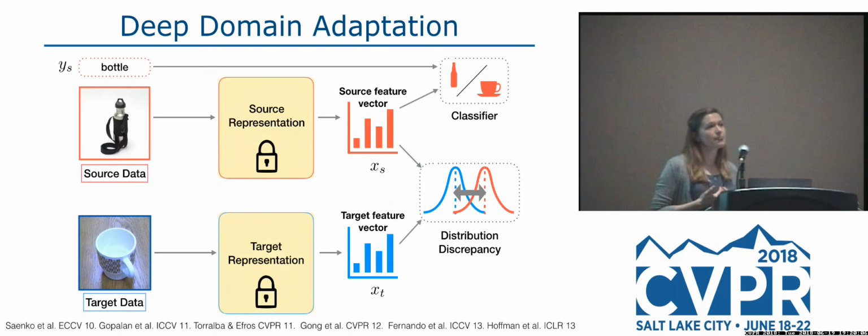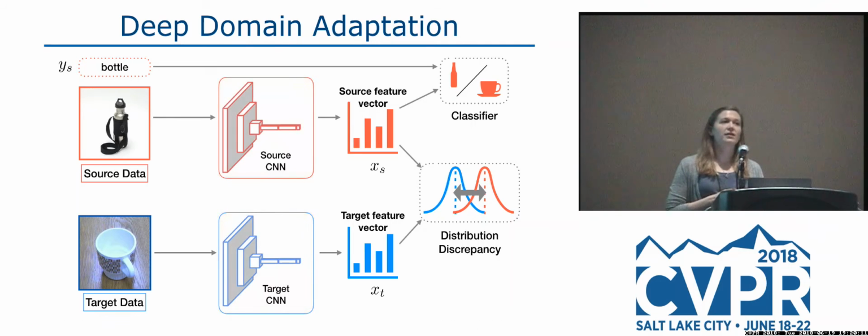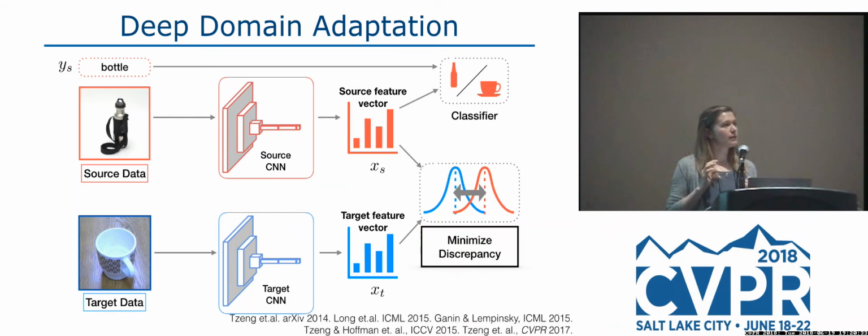And so to do that, we're going to replace our fixed features with end-to-end learned models. And to supervise the learning of those end-to-end models without having access to any target labels, we're going to use this distribution discrepancy notion as a way to inform the updates of the representation. So we're going to explicitly minimize the distance between source and target, and this will provide us with a more domain-invariant feature representation.